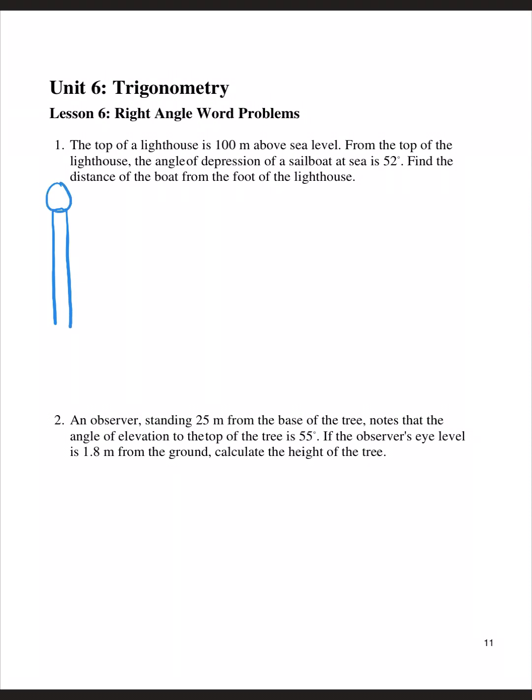Okay, we'll say there's a light at the top of this house. It says the top of the lighthouse is 100 meters above sea level. So let's say that this lighthouse is on the sea, and the top of it is 100 meters above sea level. From the top of the lighthouse, the angle of depression of a sailboat, so we'll put a sailboat in our water, is 52 degrees. Find the distance of the boat from the foot of the lighthouse.